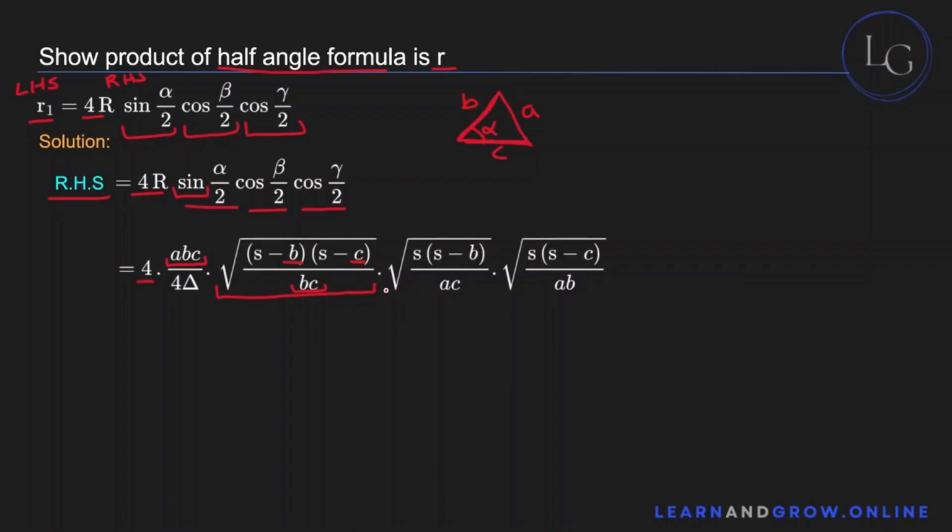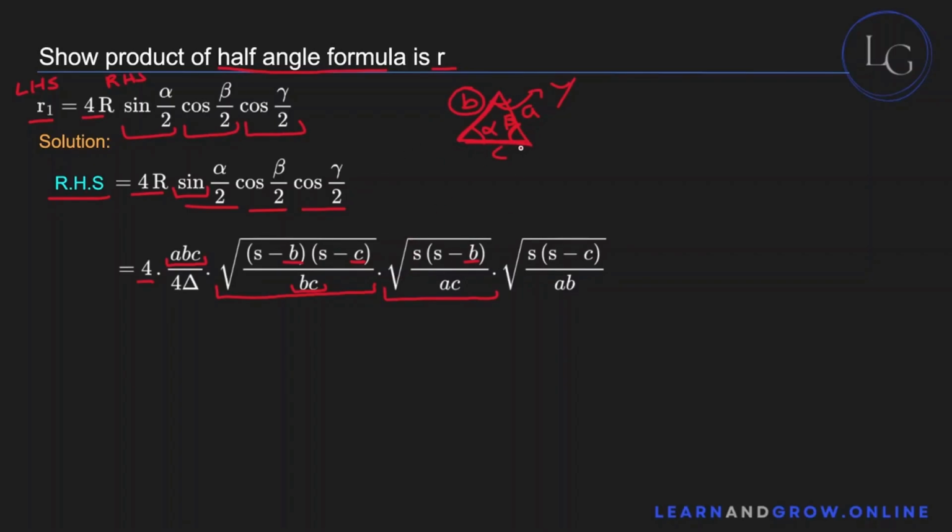Now for cos it's different, the half angle formula, right? It is square root of S into S minus b over ac. Now since this was the side b, so this is the angle beta, right? And this is the side c, so this is the angle gamma, right? Now you can clearly see that cos beta by 2, so the cos of half of this angle over here, is equal to S into S minus b, where b is the opposite side to the angle beta, over ac.